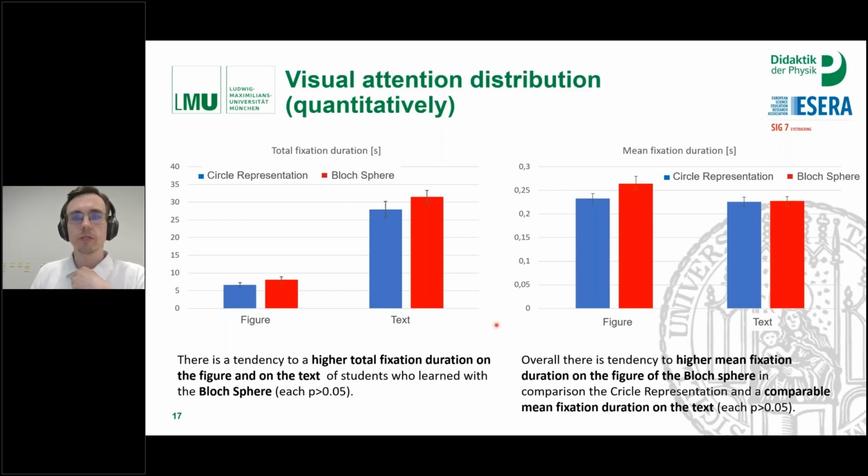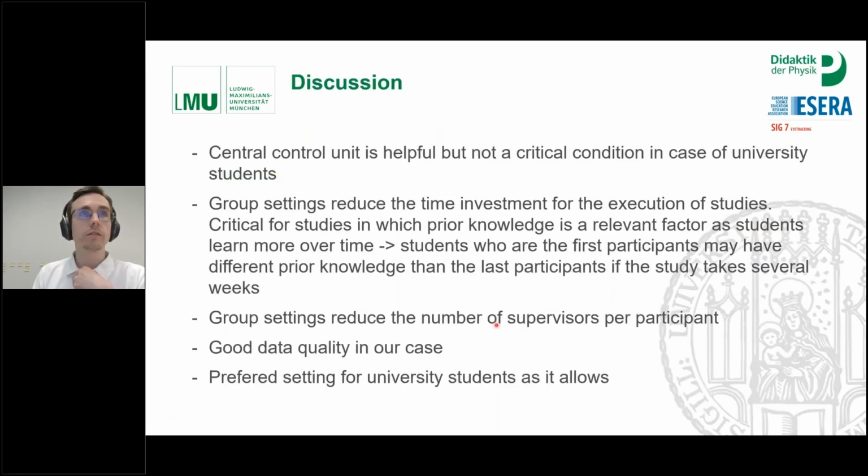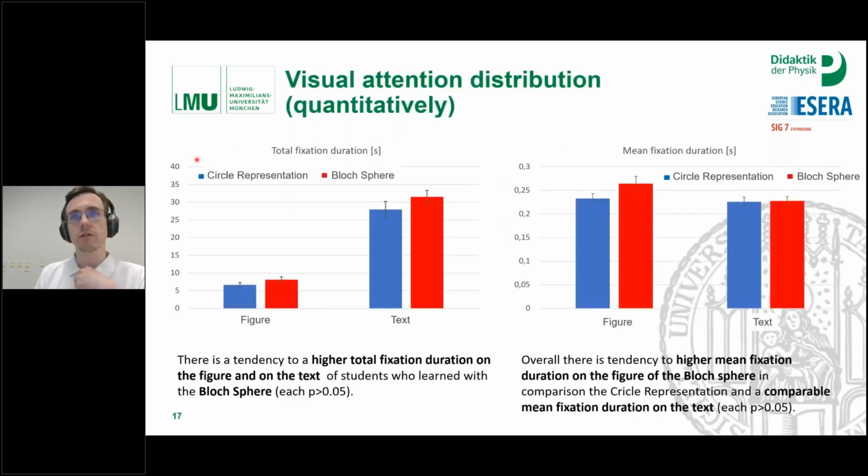So let me just discuss this a little bit, just for the methodology aspect. Maybe I can tell you a little bit about this eye tracking data in general. How mean fixation duration is often interpreted in the literature is that it somehow reflects the complexity of the information you're trying to extract from your learning material or during the problem-solving process. So how we interpret this is that the Bloch sphere is a more complex representation.